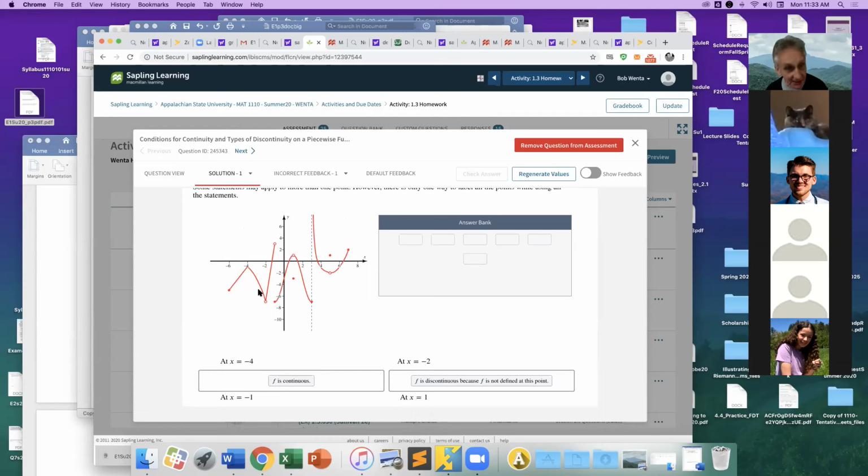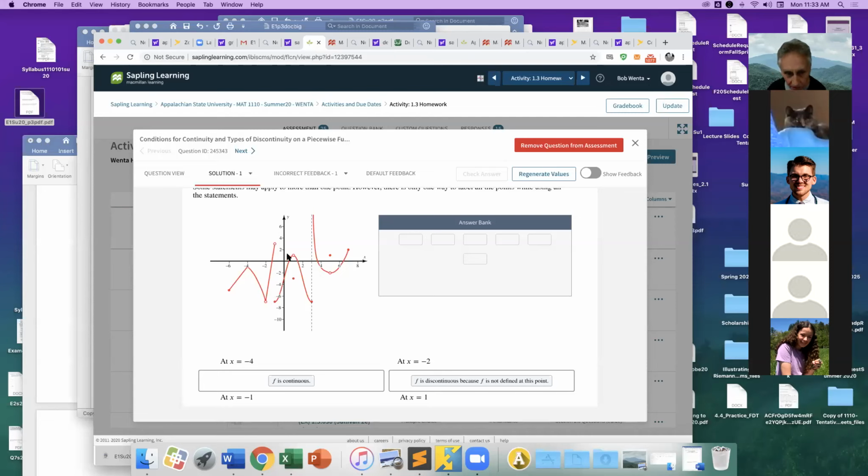Yes, it wouldn't be differentiable, but we wouldn't have to lift our pencil if that hole was empty. That is a removable discontinuity. Look at this one at -1. This is not continuous here. If we replace that hole with a dot, would we have to lift our pencil? Yes, you still would. That is not a removable discontinuity.